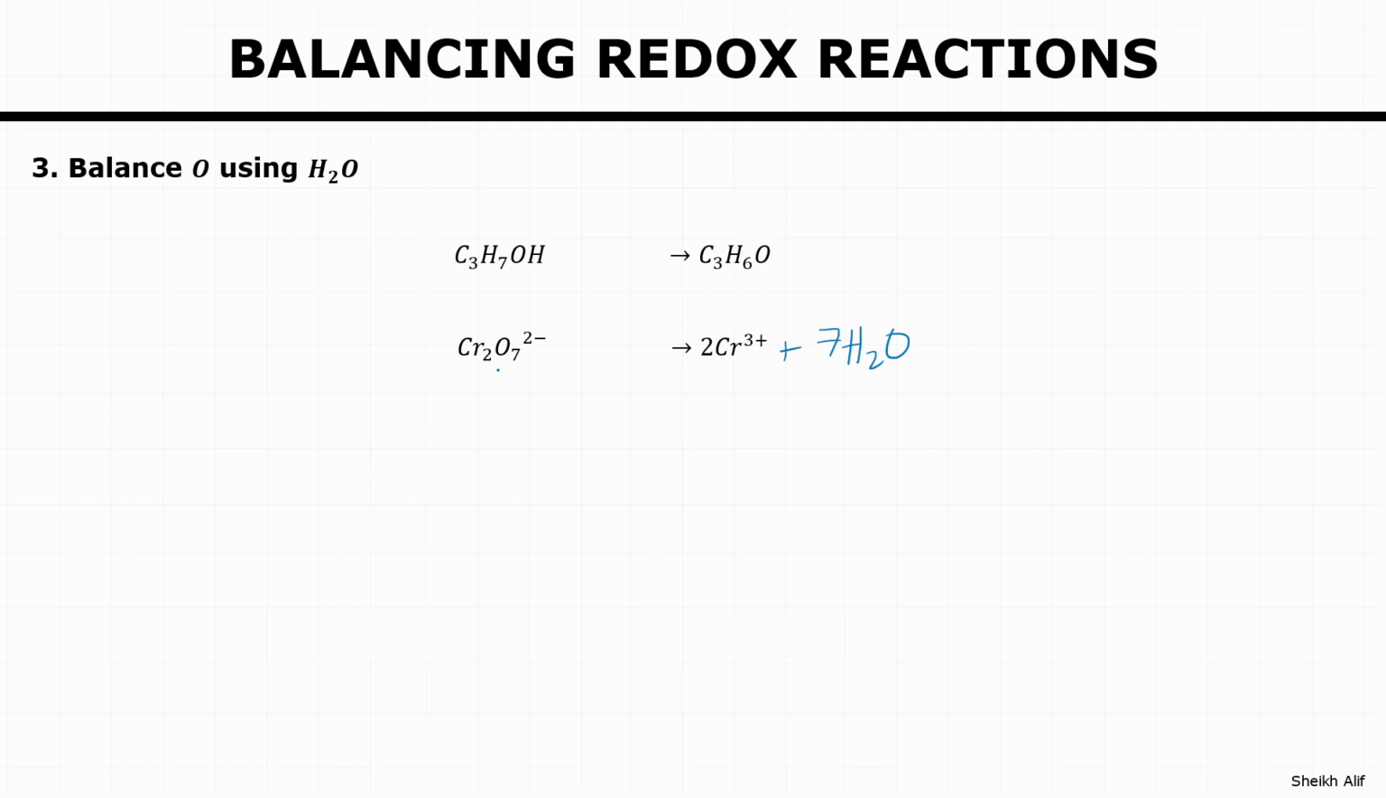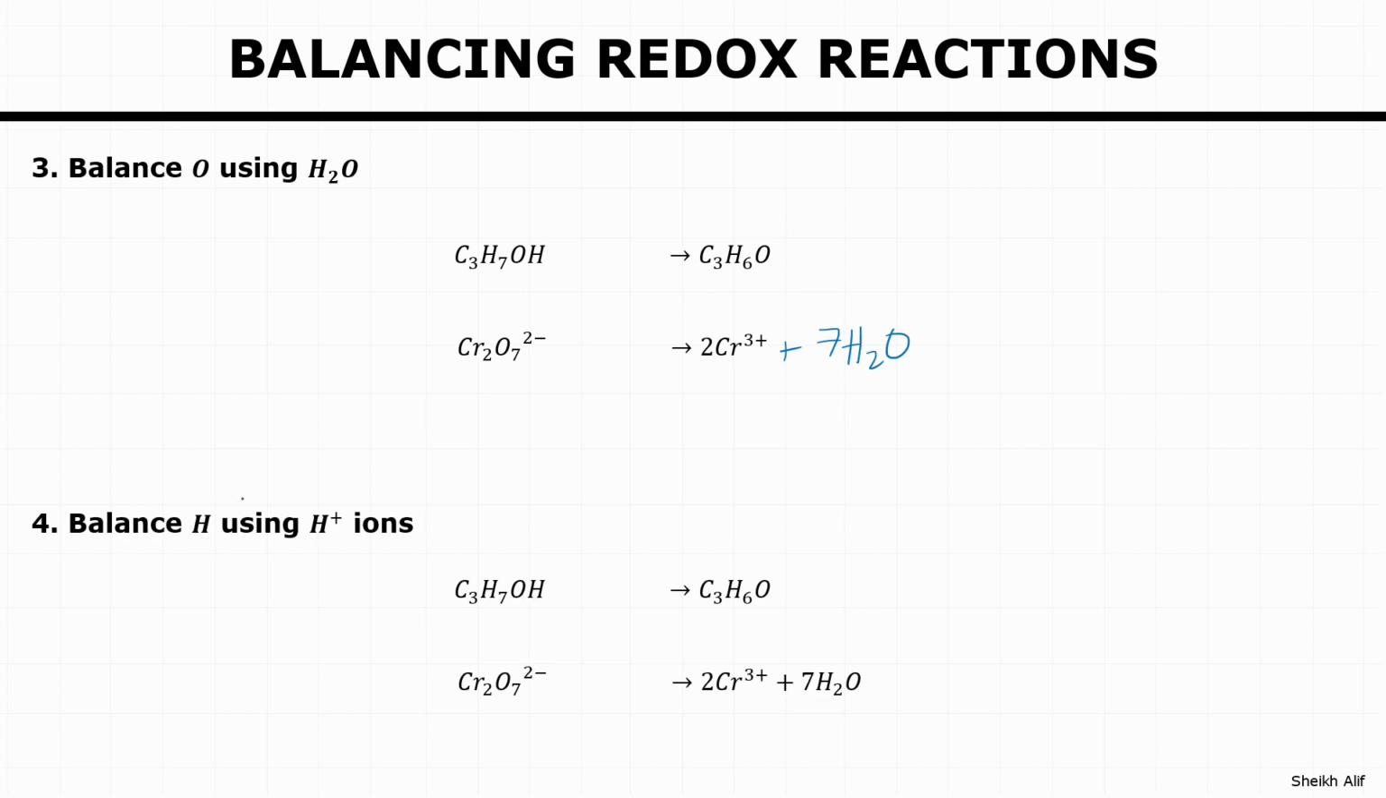But of course, whenever you add those waters, you create an imbalance of hydrogen atoms. So how do you balance the hydrogen atoms? You balance hydrogen using H+ ions. And so let's do it for both of these. In the first half reaction, you have 8 hydrogen atoms. That's 7 plus 1. But on the product side, you only have 6. So let's add 2 H+ ions.